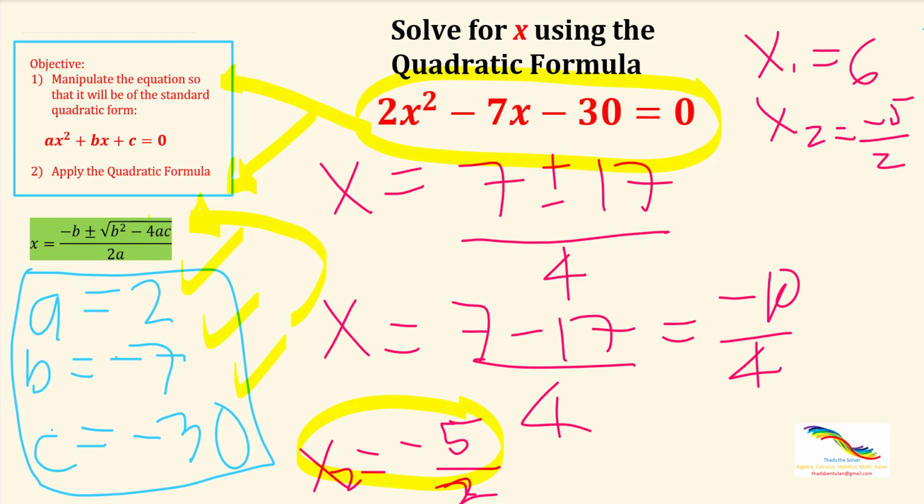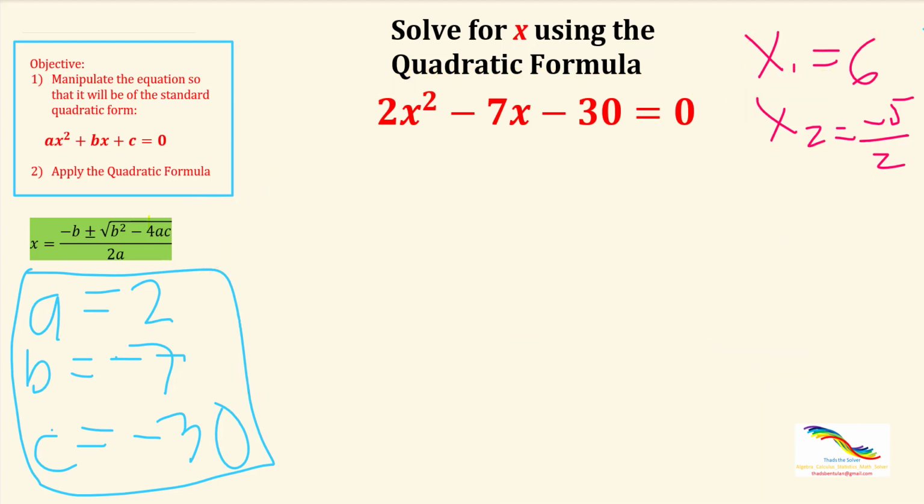Memorize that formula. Write it down 50 times on a piece of paper. Okay, and so we have the two solutions here: x1 equals 6 and x2 equals negative 5 halves. We're done, but we need to conduct a check. Our check comes in substituting these values one after the other into the equation.